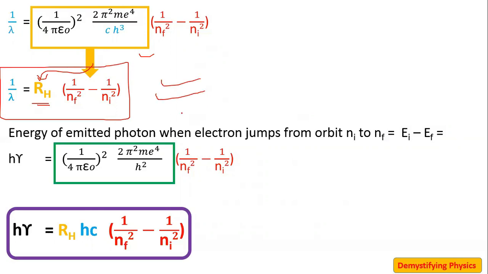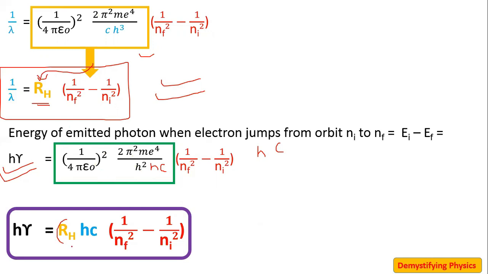Now, if I'm asked the energy of the emitted photon, we have done that formula also, but if I'm asked the formula in terms of RH, we have derived this formula, h nu is equal to this into 1 by nf square minus 1 by ni square, but now I need it in terms of RH. So what I'm doing, I am multiplying this h nu equation, multiplying and dividing by hc. Now this whole thing is RH. See from here, this whole thing is Rydberg's constant.